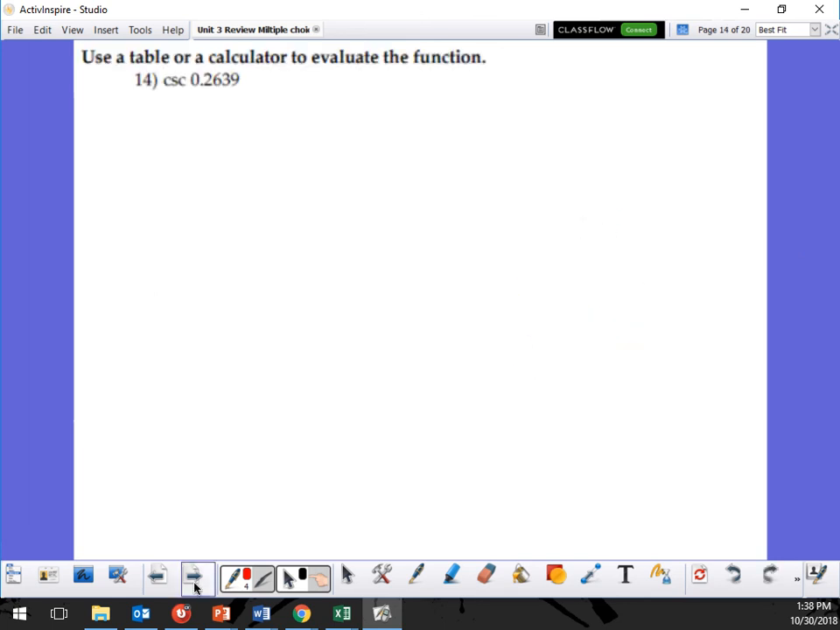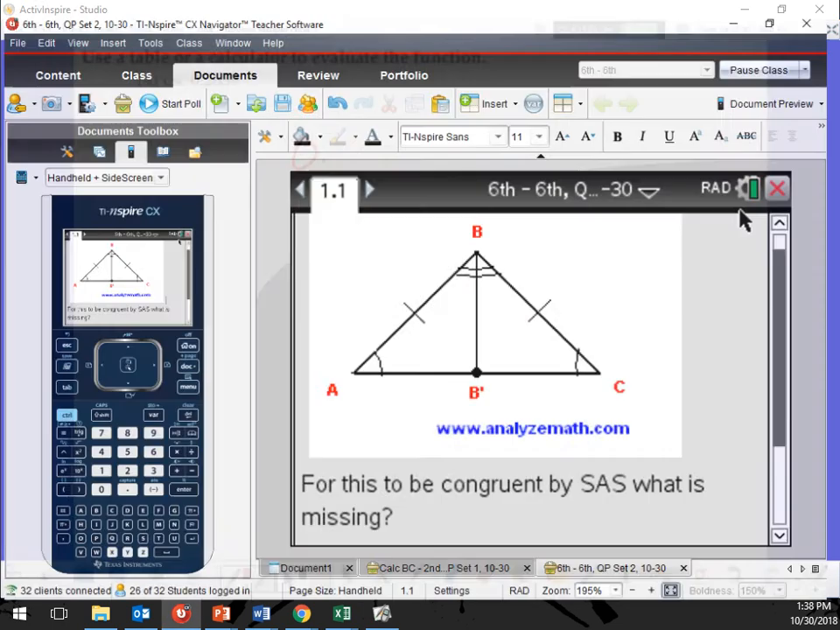And then the next two are just on the calculator. Use table or calculator to evaluate. On this one, you just plug it in. CSC 0.2639. It's 3.8337. It's D.